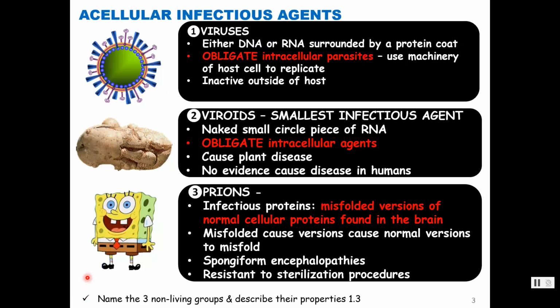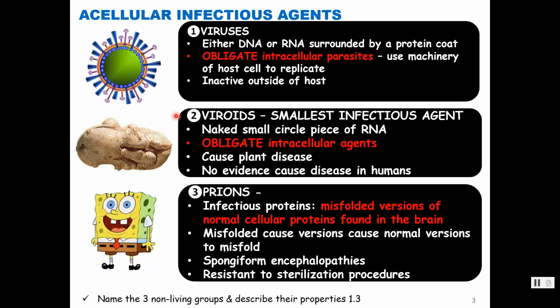You've seen this slide before. I believe it was in chapter 1. Acellular means without a cell. We're going to talk a whole lot about viruses, the lion's share of today. Another acellular infectious agent is a viroid. Viroids do not infect humans. They cause diseases in plants.